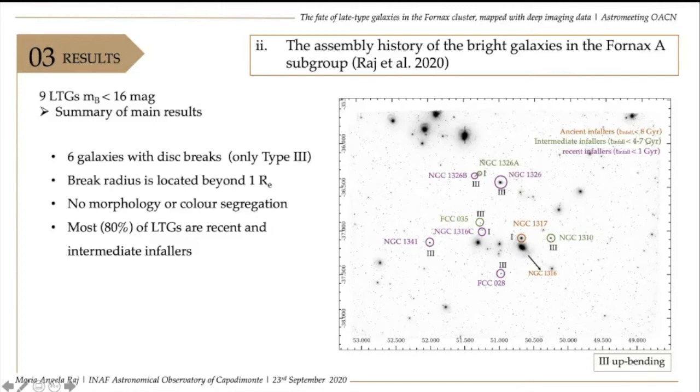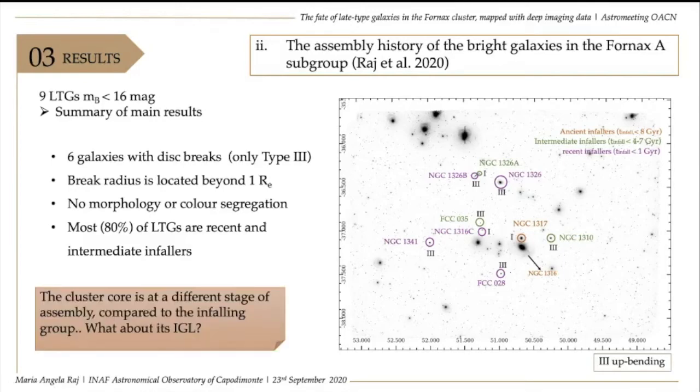To summarize our main results: 6 galaxies show a disk break, and the break radius is located beyond one effective radius. We did not find a morphology and color segregation, and most of the galaxies are recent and intermediate infallers, except for these two here. That's NGC 1317, whose morphology resembles that of a lenticular, and NGC 1316, the central dominant galaxy. So it looks like the cluster core is at a different stage of assembly compared to the infalling group. So what about its intragroup light?